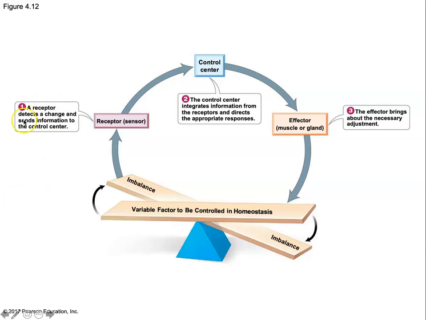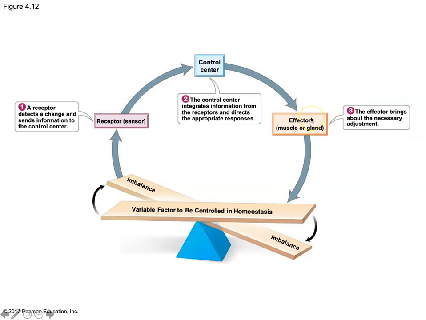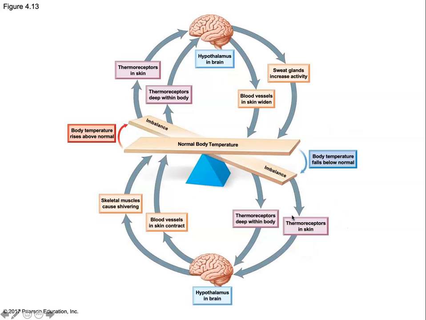So starting off, a receptor is going to detect a change and it's going to send information to the control center. So the receptor is going to sense an imbalance. That information is going to go to the control center. The control center is going to integrate that information from the receptors and direct the appropriate response. And then it's going to tell the effector what to do. The effector is then going to bring about that necessary adjustment and bring us right back to our homeostatic balance.